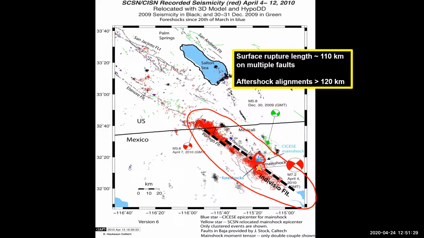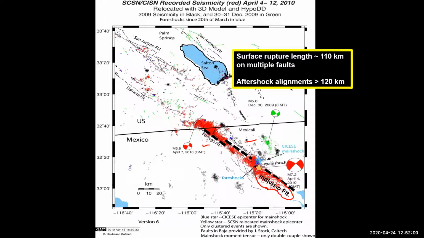And then all of these other red dots and red circles, those are aftershocks. Aftershocks are earthquakes in their own right. They're just earthquakes that are triggered by the main shock. And in this case, the earthquake ruptured portions of 3 different faults: the Borrego fault, the Pescadores fault, and also a fault that no one had even known about before the earthquake that was subsequently named the Indivicio fault.